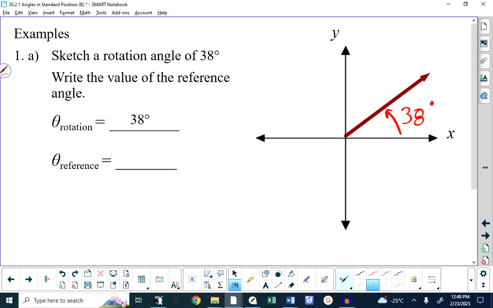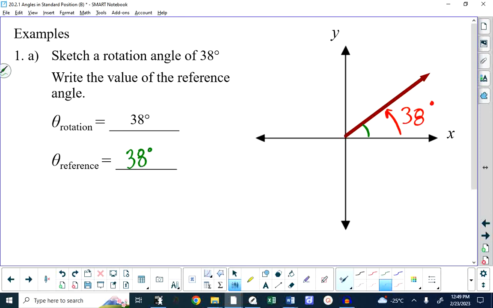And it even says here, theta rotation equals 38 degrees. The question is, what's the reference angle? And it's not a trick question. The reference angle is also 38 degrees, isn't it? We learned that yesterday. So the reference angle is also 38 degrees.